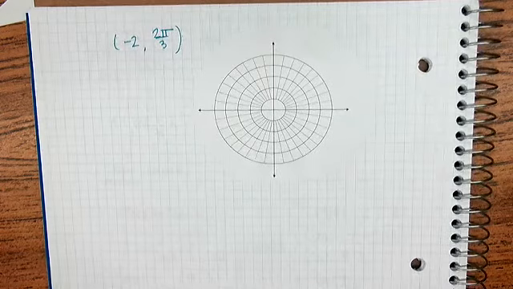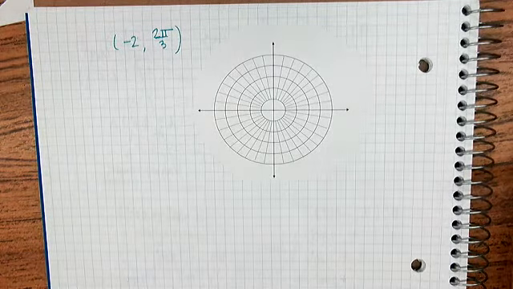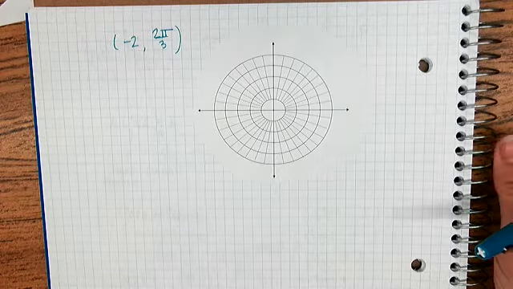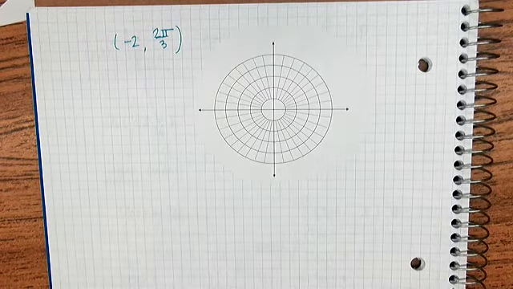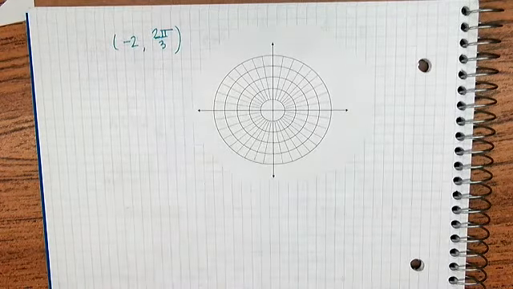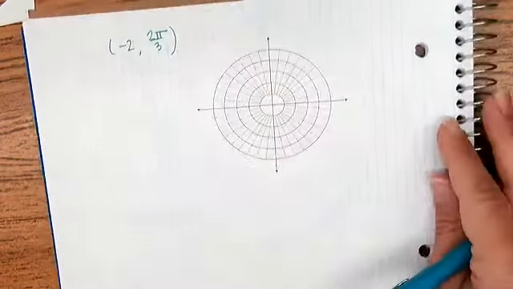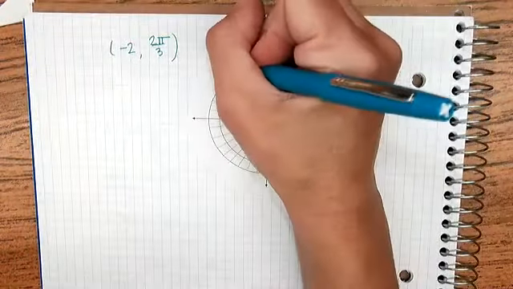So negative 2, 2 pi over 3. Okay, so 2 pi over 3 is in the 2nd quadrant. So negative 2, 2 pi over 3 is in the 4th quadrant. So 2 pi over 3 is 120. Whatever, oops, sorry. It's up here somewhere, 120.